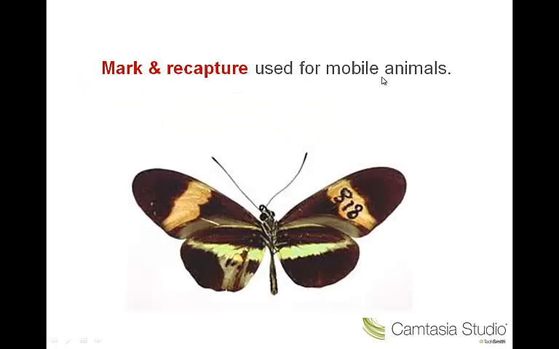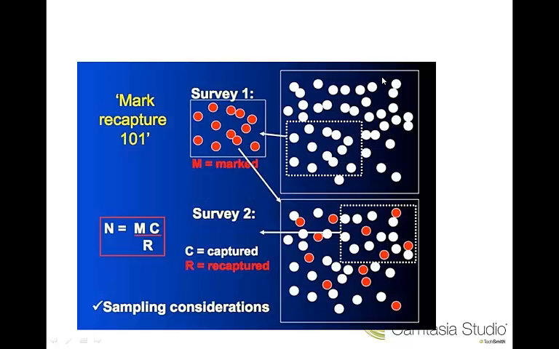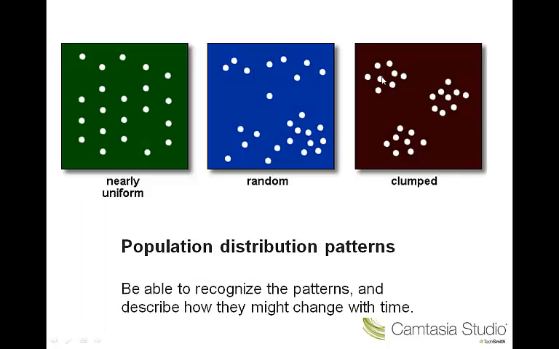Mark and recapture here, unlike the plot method, would be used for mobile animals. Here's our little butterfly. He's been labeled with a number, and if somebody catches him again, that can tell them something about the number of that species in the area. Here's a little slide. We'll go into more detail. This is in our textbook.